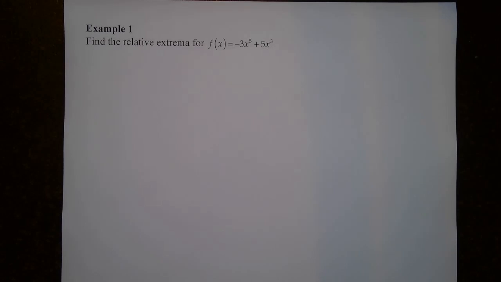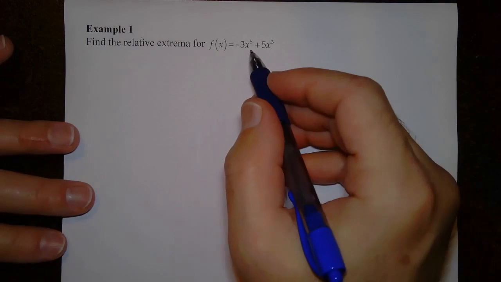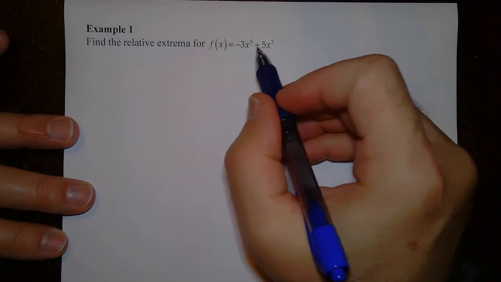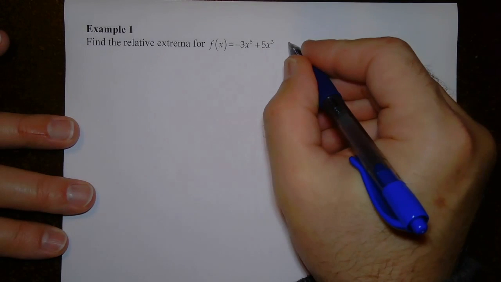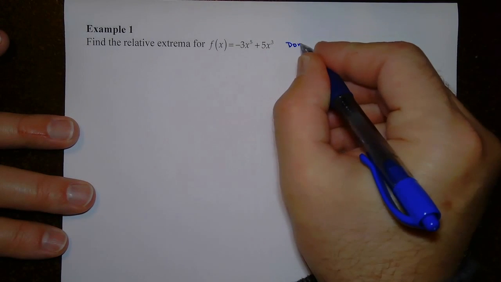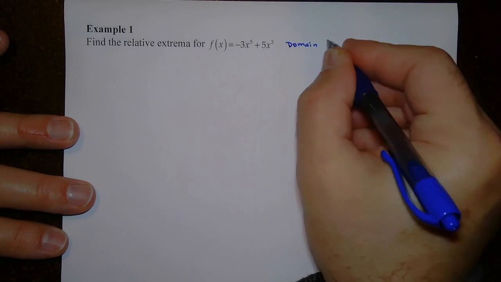So here's a first example. Let me try focusing it a little bit better. Okay, so find the relative extrema for f of x equals negative 3x to the fifth plus 5x cubed. Looking at this, let's figure out the domain. Well, this is a polynomial, and the domain for all polynomials is negative infinity to positive infinity.